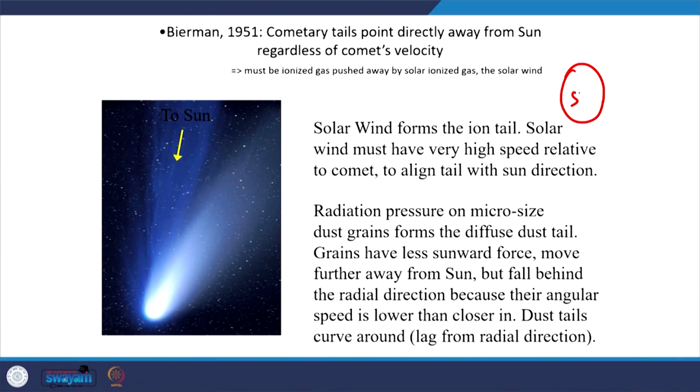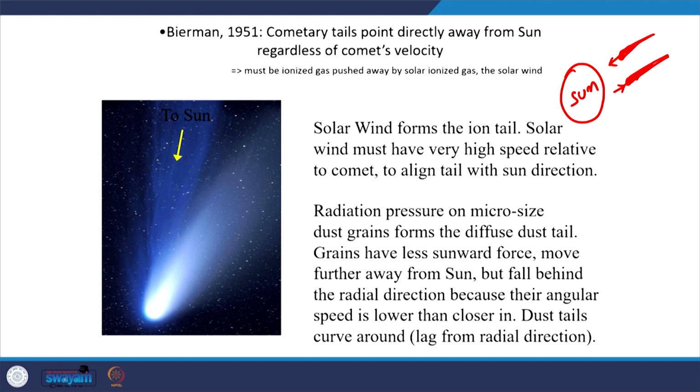If this is the sun, let me draw it. Whether the comet is moving in this direction, if the comet's velocity is in this direction, the comet tail is like this. Whether the comet is moving like this in this picture, the comet tail is also like this. So the comet is moving into its tail. This tail always points away from the sun. Why? Because the solar wind is pushing this tail in that particular direction.